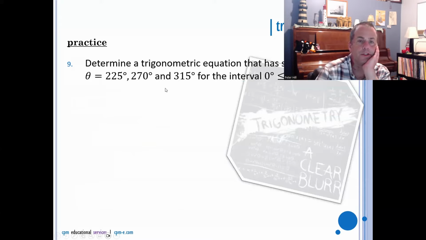Okay, determine a trigonometric equation, oh, I like this question. Determine a trigonometric equation that has solutions of theta equals 225, 270, and 315. Okay, well, here's how I'm going to tackle this.